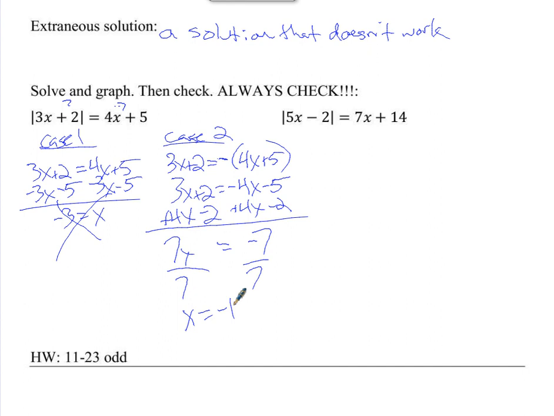Take negative 1 and plug it in, all the way back to the beginning. Negative 1 times 3 is negative 3 plus 2 is negative 1, absolute value of that is... all right, so now I have 1. Take negative 1 and plug it in here. Negative 1 times 4 is negative 4 plus 5 is 1. Did I get the same answer on both sides? Yes. So therefore, negative 1 is the only solution. The other one did not work.